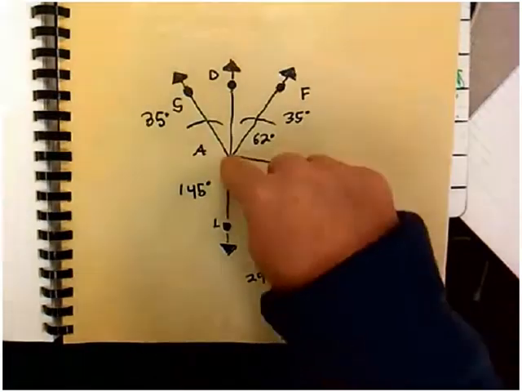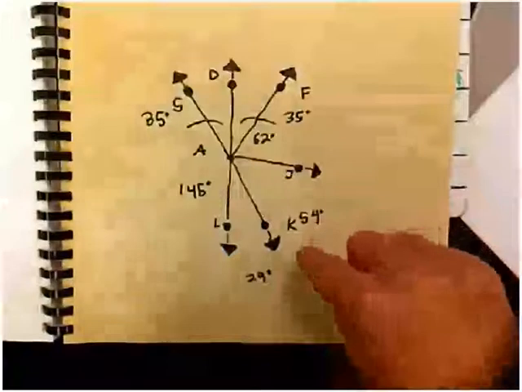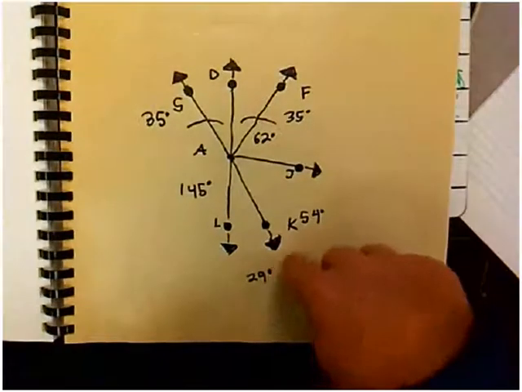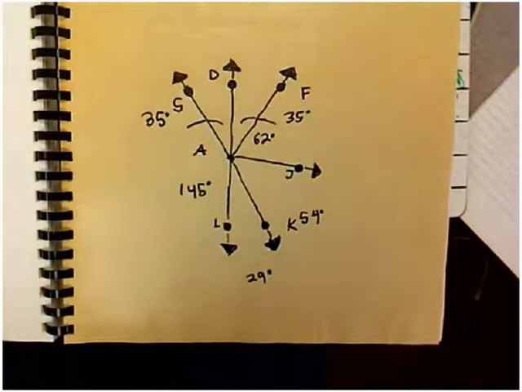We could do KAL and LAS, right? No, we can't do that one. Sorry. That's 29. Supplementary, yep, 180. We can't do KAL. 29 and 135 is not going to work. SA and AK look like opposite rays, but they're not. AK is slightly skewed.